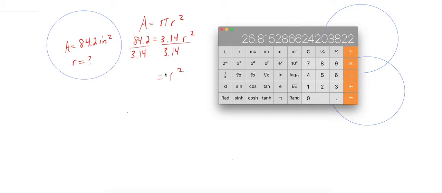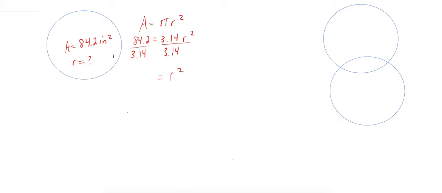And then on the other side, I have 84.2 divided by 3.14, which is going to equal, let's just say, 26.82. Okay? Now, the question is, what's the value of r? That's what I want to know. So right here, I'm telling you that r squared equals 26.82.